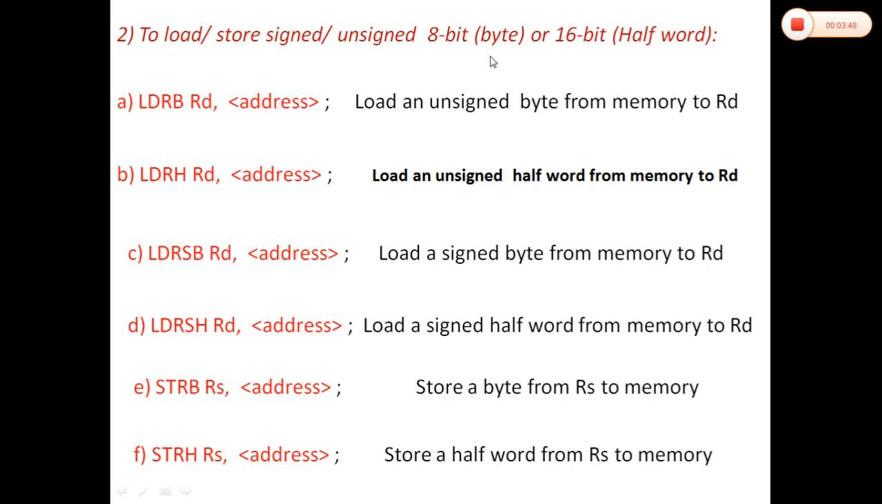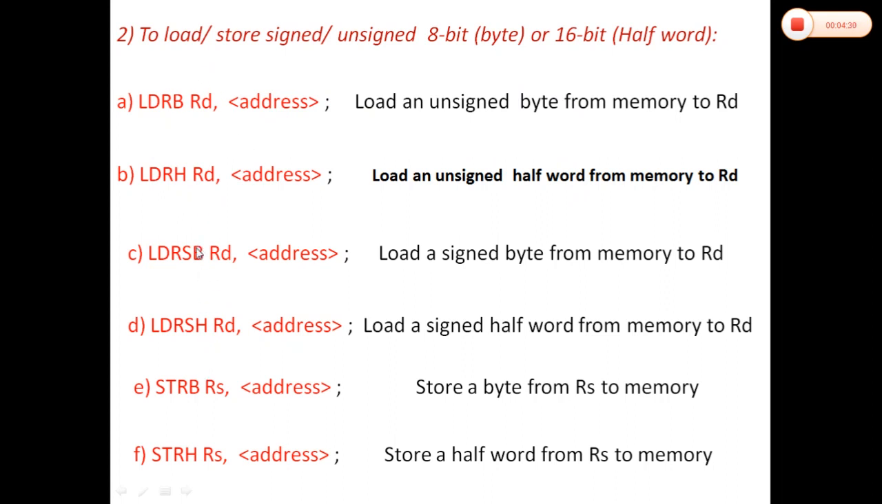Whenever a small size number like a byte or a half word from memory is copied into a 32-bit register, for example, when a byte is copied, the lower 8 bits of this register will be occupied by that byte, and all the remaining bits will be loaded with 0. Similarly, when a half word is copied from memory to a 32-bit register, the lower 16 bits will be occupied by that half word, and the remaining higher bits will be loaded automatically with 0. So that's how an unsigned byte or half word can be copied into a 32-bit register.